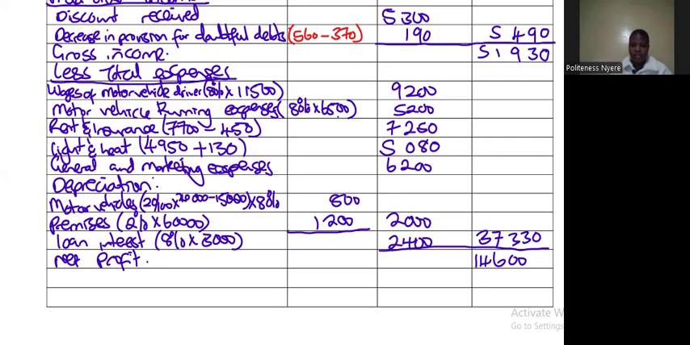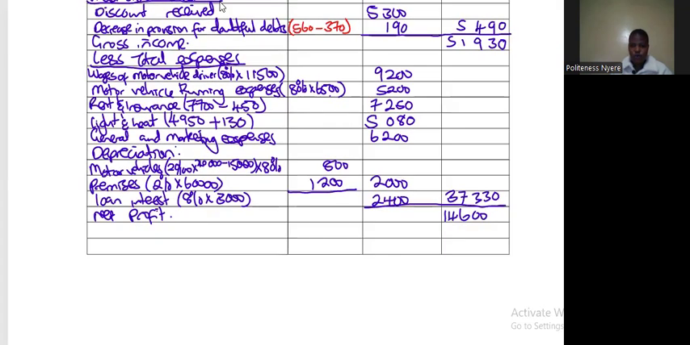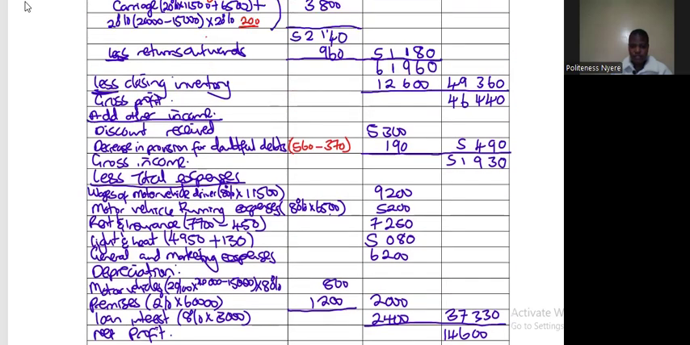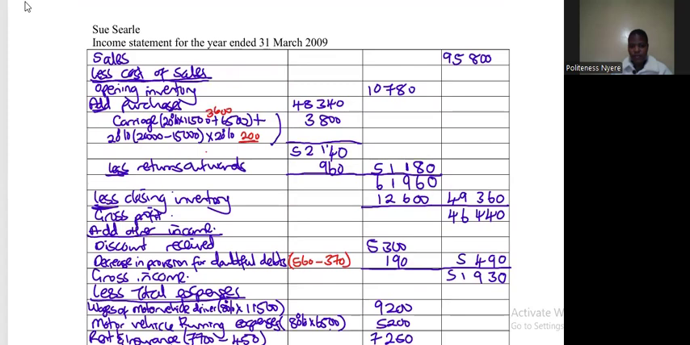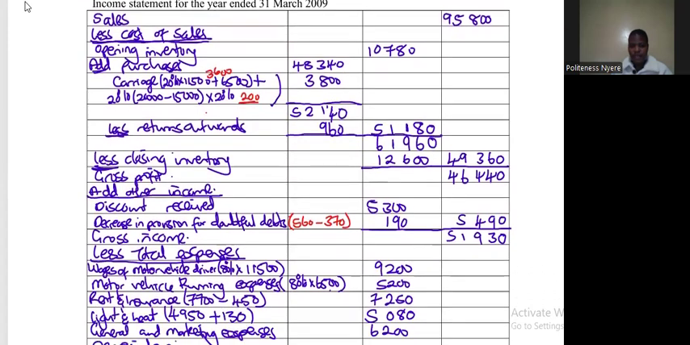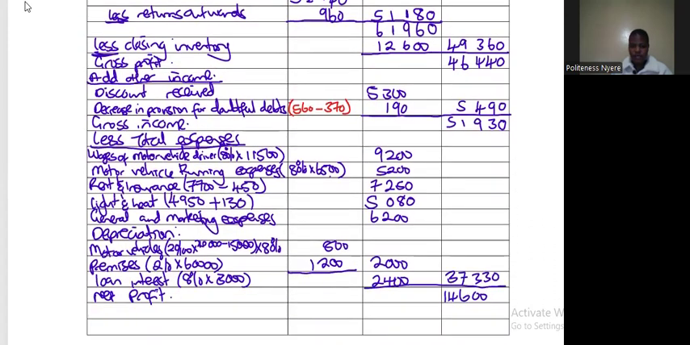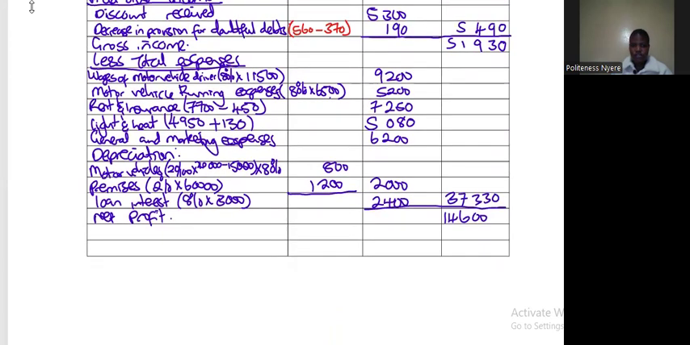Generally that's it, guys. That is what we have. That's our income statement. So there it is, income statement, well done and finished. Let's just put a double line so that we are done.